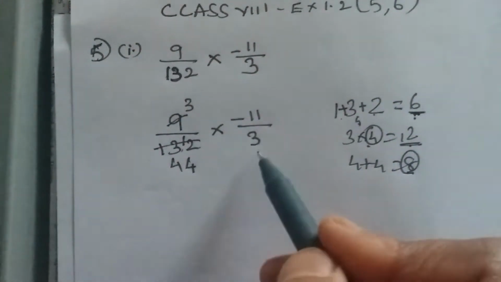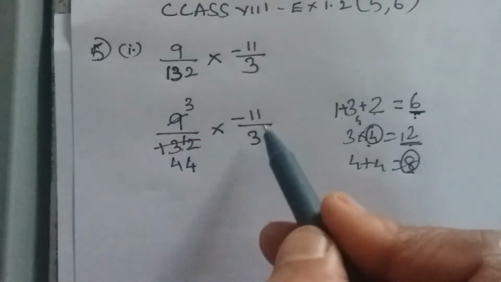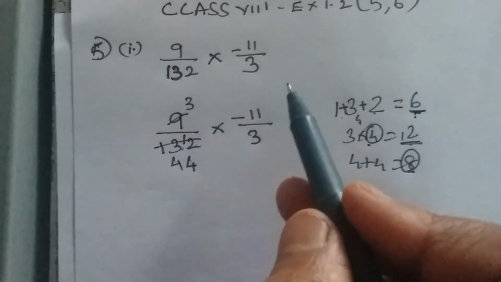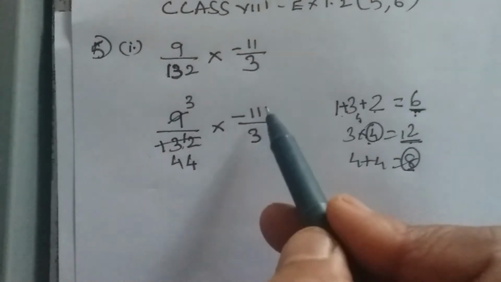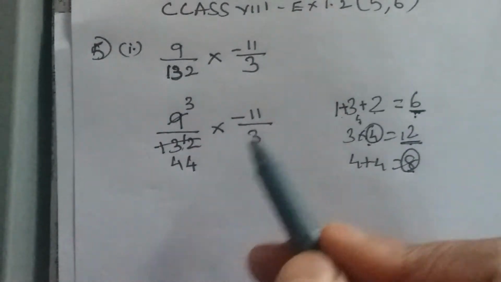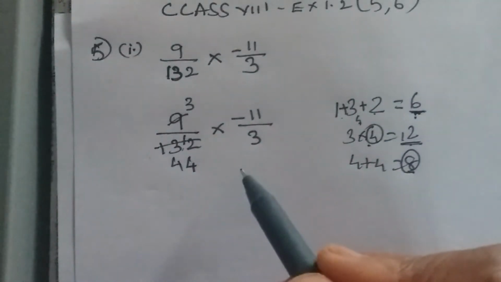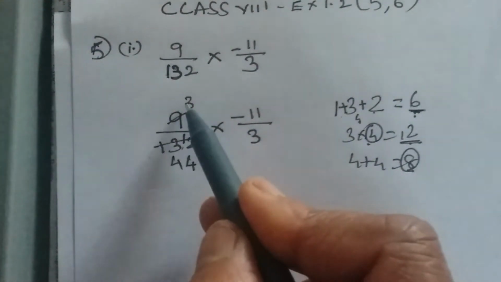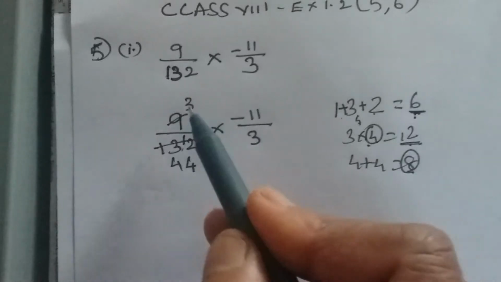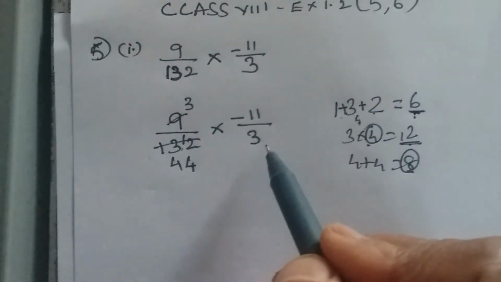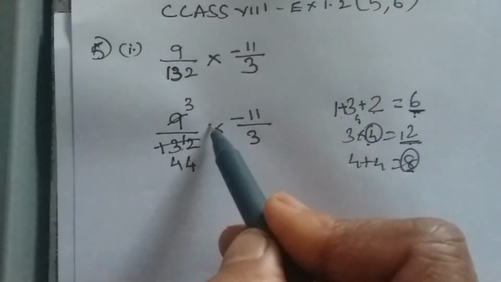So now check 11 and 3. 11 and 3 both are prime numbers. What is a prime number? They are divisible only by 1 and the same number only. They don't come in any of the other tables. Okay, so 11 and 3 we cannot divide. Now check cross. This 3 is a numerator, this 3 is a denominator. Any numerator can be cancelled with any denominator if there is a multiplication sign.